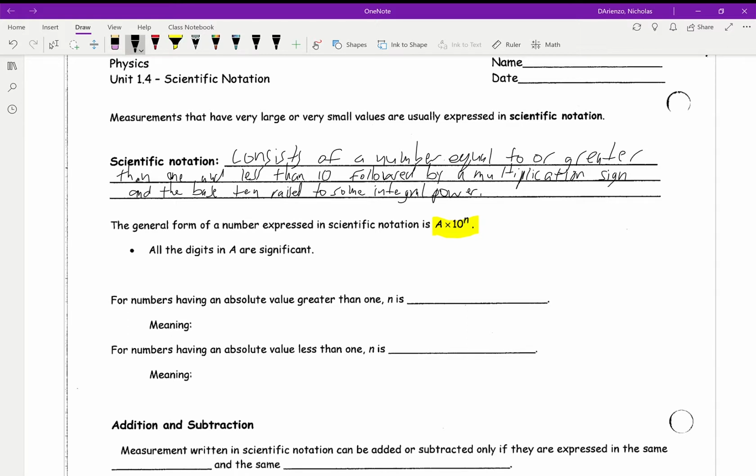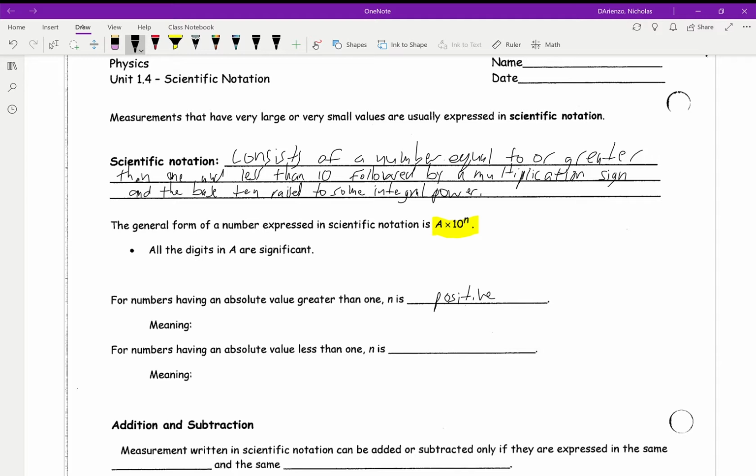All the digits that are in a are significant. So in our original number, if we're converting into scientific notation, we want to make sure that we only put the significant digits represented by a. And if we're going from scientific notation to standard notation, we adjust our number accordingly. For any number that has an absolute value greater than 1, we know that n has to be positive.